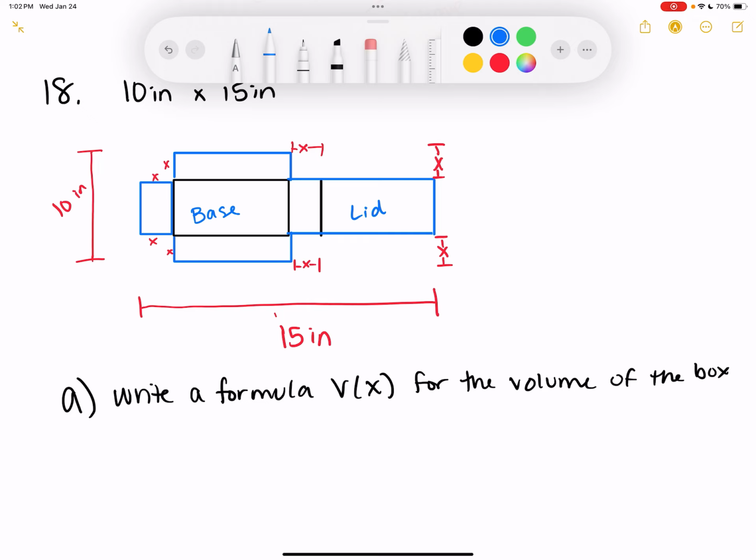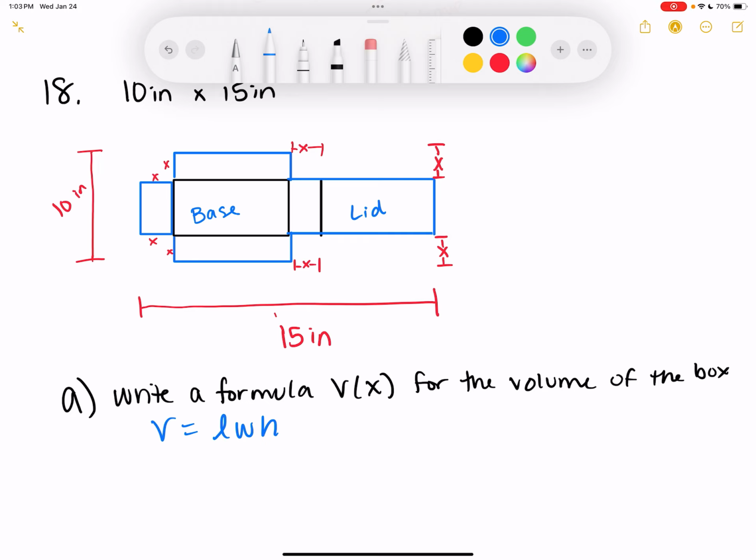Alright, so volume is equal to length times width times height. Another formula you need to know for the exam. You will not survive if you don't know these formulas.